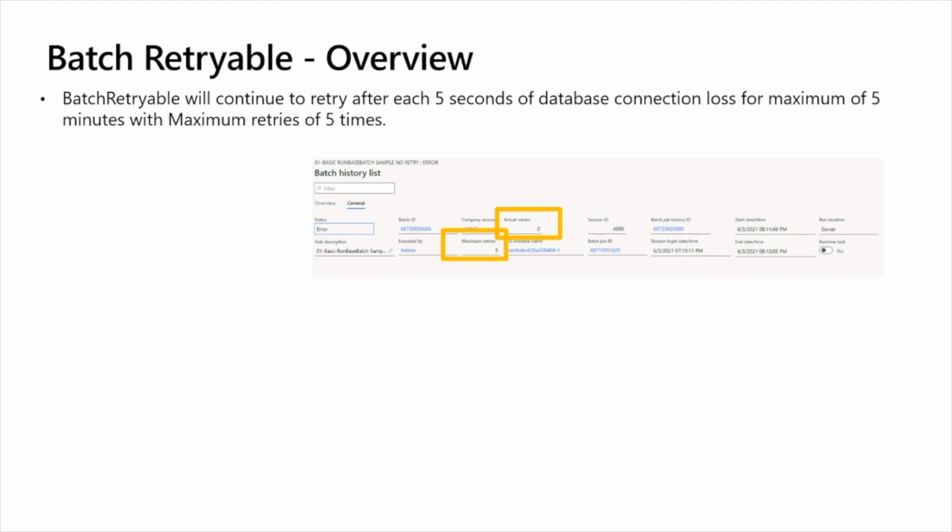For example, if I have a transient connection failure right now, the batch will retry after 5 seconds, then 10 seconds, 15, until 5 minutes. That's one retry, and we have a maximum of up to 5 retries. So in total, if my SQL Server is not available for maybe 20 minutes, still, when the SQL Server is available, my batch is not going to end with an error, it's going to finish.